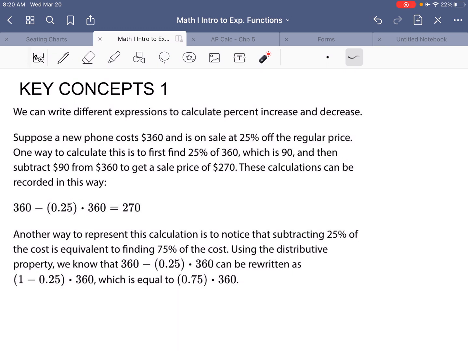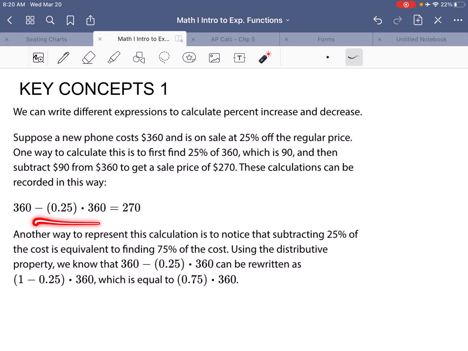You can write different expressions to calculate percent increase and decrease. Suppose a new phone costs $360 and is on sale at 25% off the regular price. One way to calculate this is to first find 25% of $360, which is $90, and then subtract $90 from $360 to get a sale price of $270.